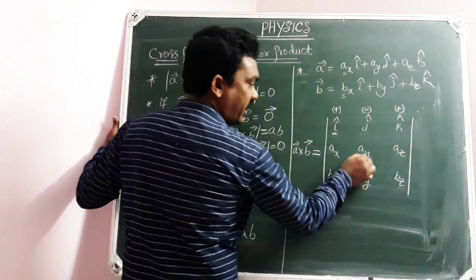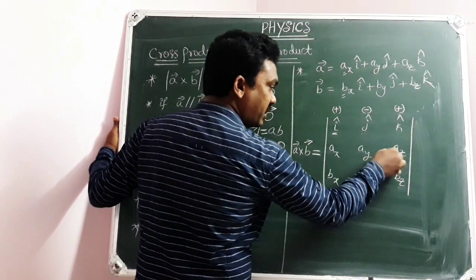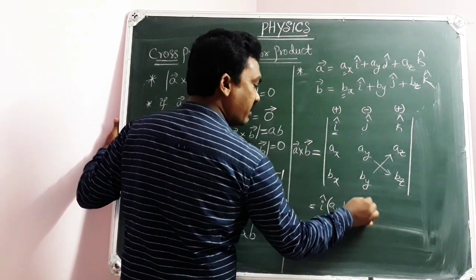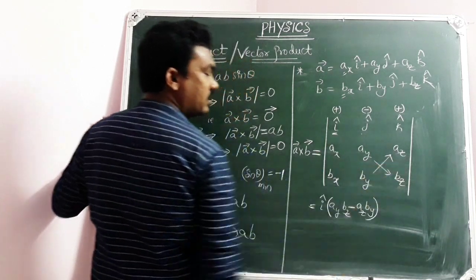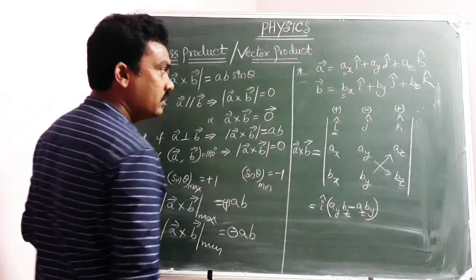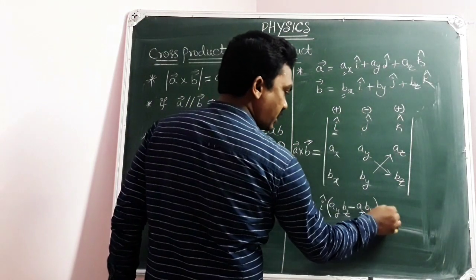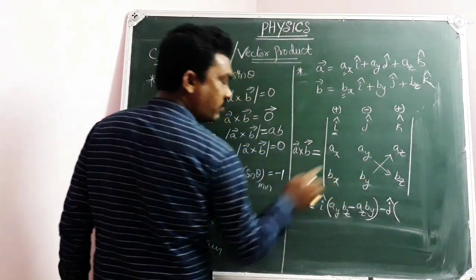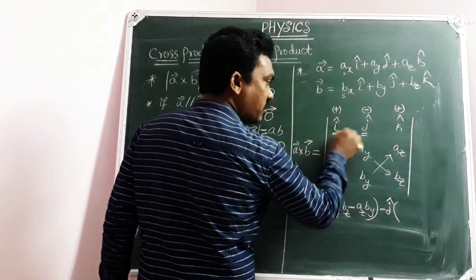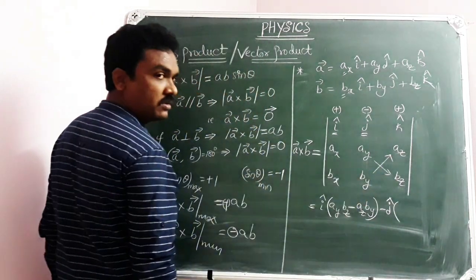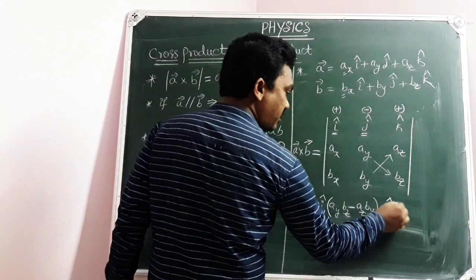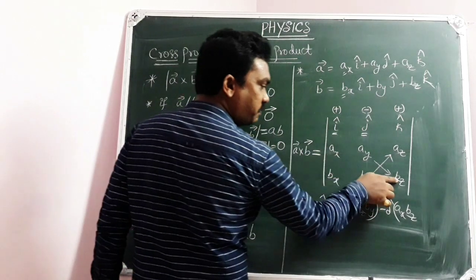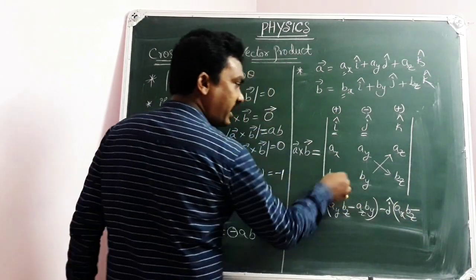Listen carefully. So AY into BZ minus BY into AZ, or AY into BZ minus AZ into BY. First left to right, then right to left. Minus J cap into the next term. J cap is in the first row, second column, so leave the first row and the second column. Then AX BZ minus BX AZ.